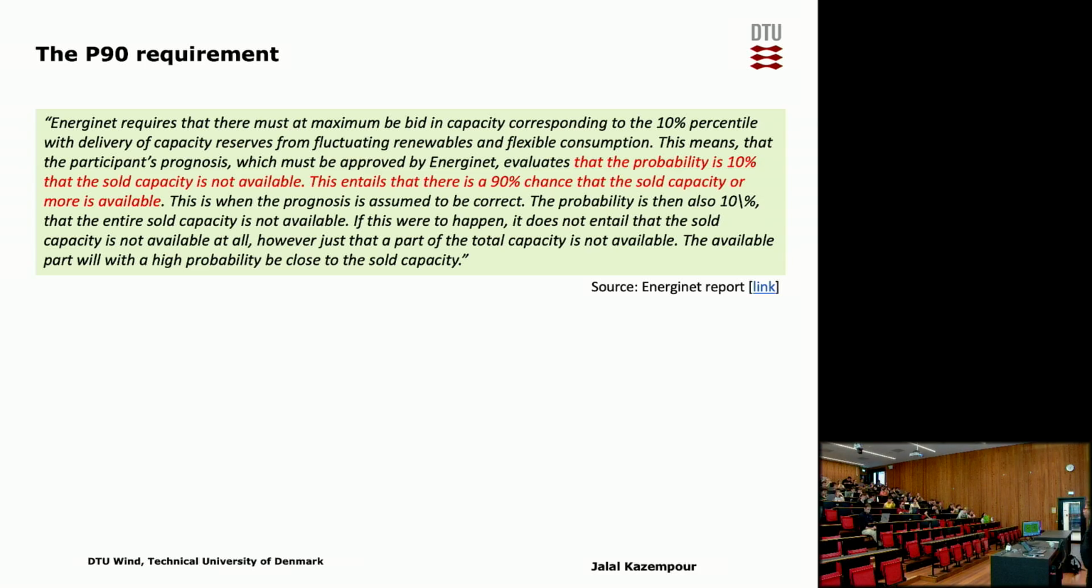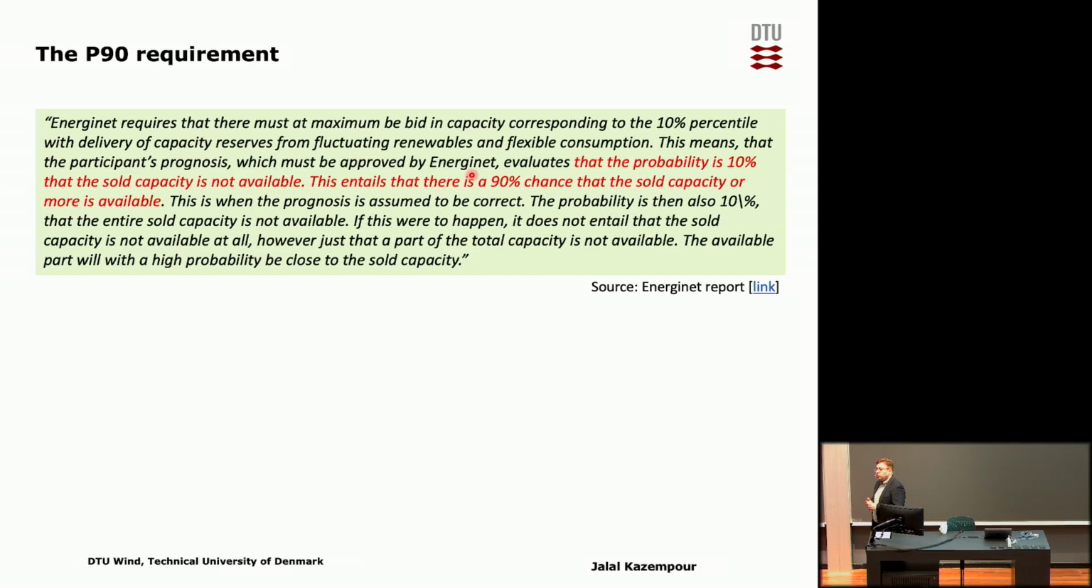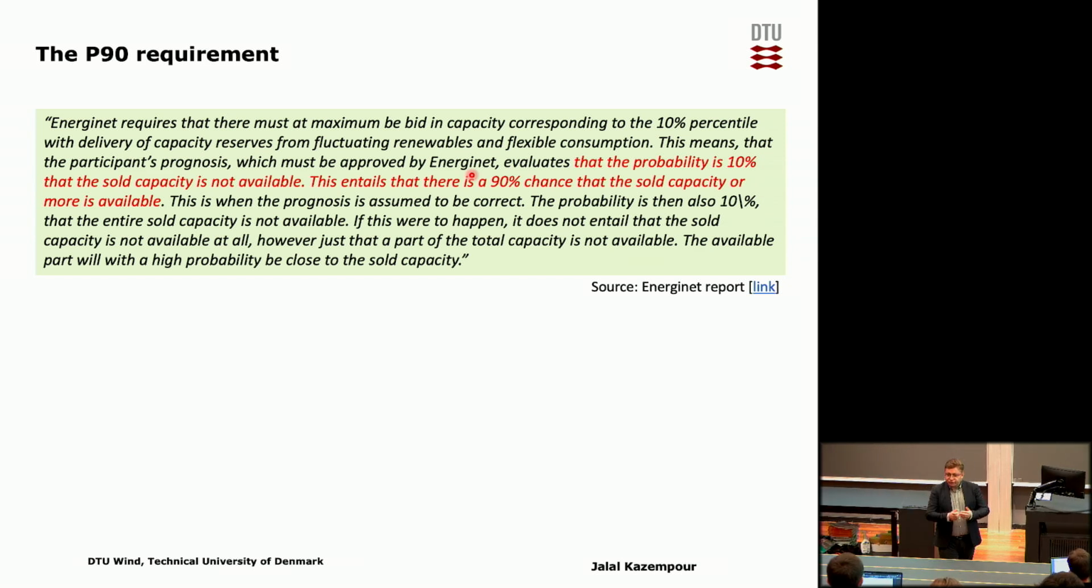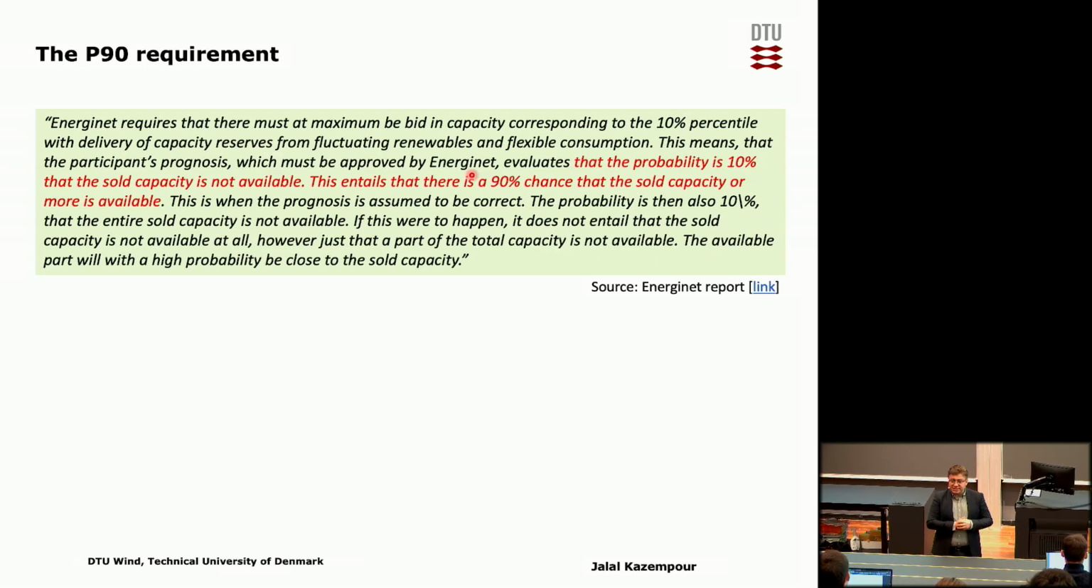So it's a requirement for flexibility service providers, those who submit bids to any ancillary service market in Denmark. It says that the participants' prognosis, the forecast of participants in the market, must be approved by Energinet. So before you participate in ancillary service markets, you should be pre-qualified by Energinet. First, Energinet should stamp that, yes, you are eligible to participate.